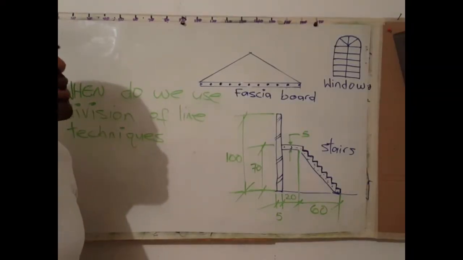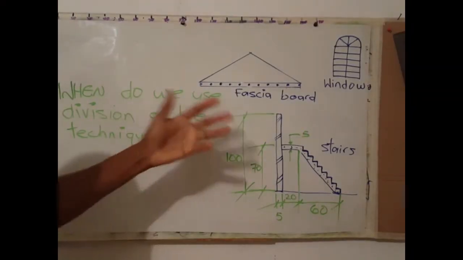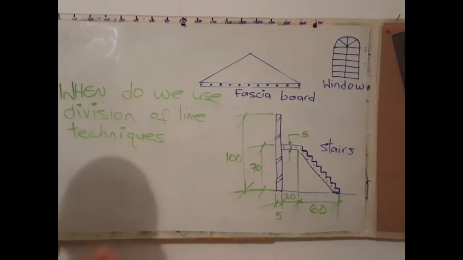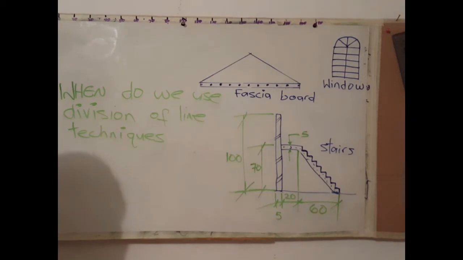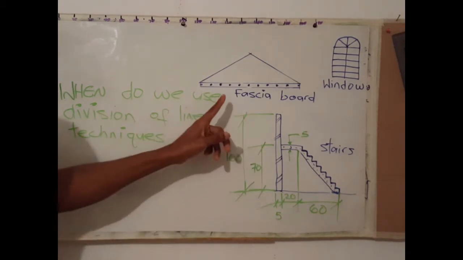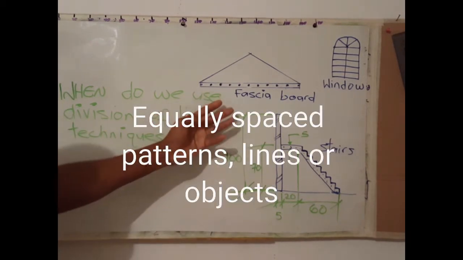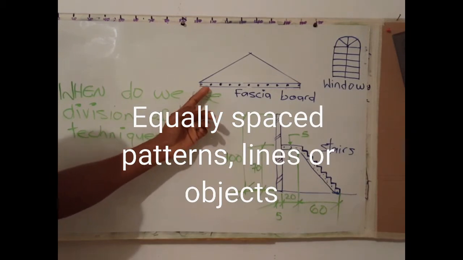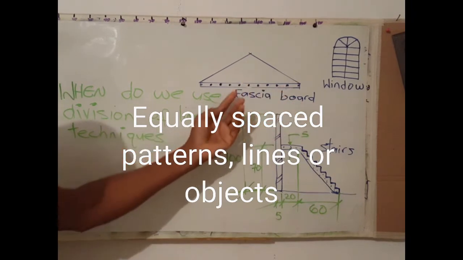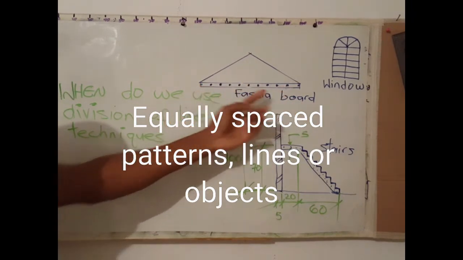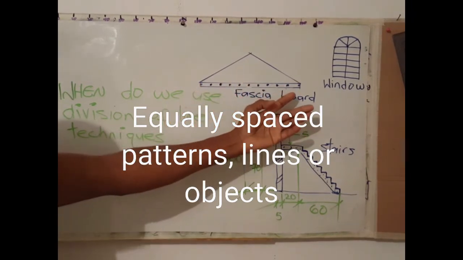Okay, welcome back. Today we'll be looking at some application of division of line. The question is, when do we use division of line technique? One, we use division of line technique, for example, when we have a number of equally spaced circles or patterns within a specific distance.